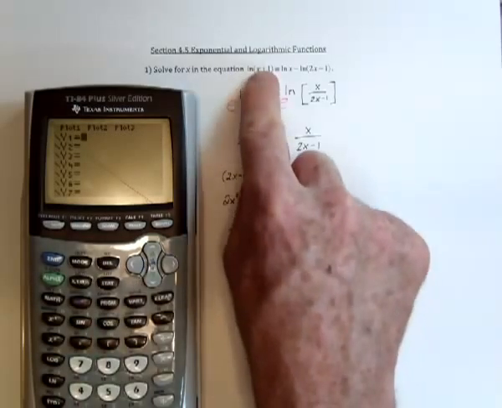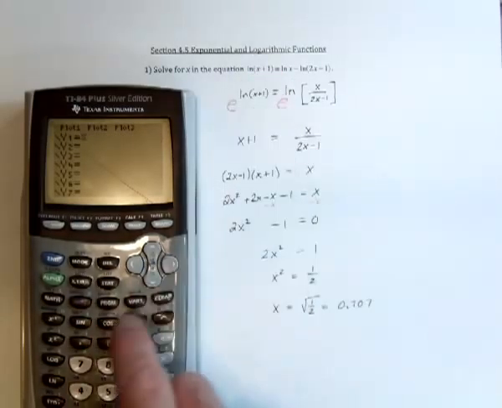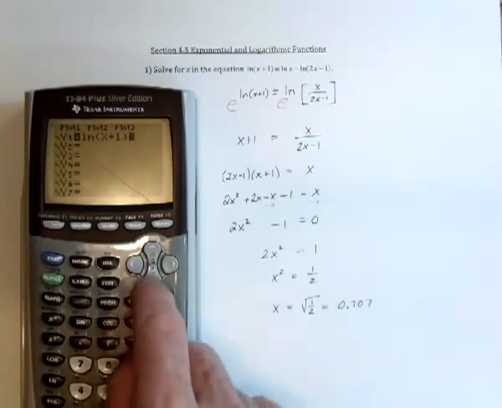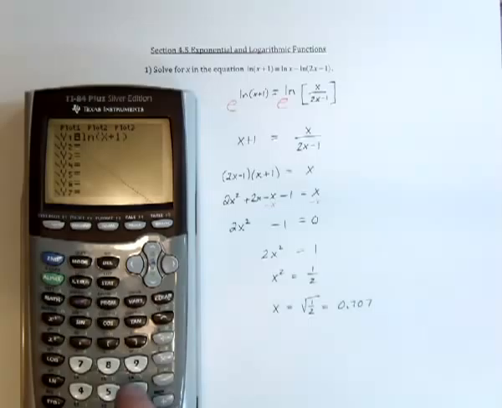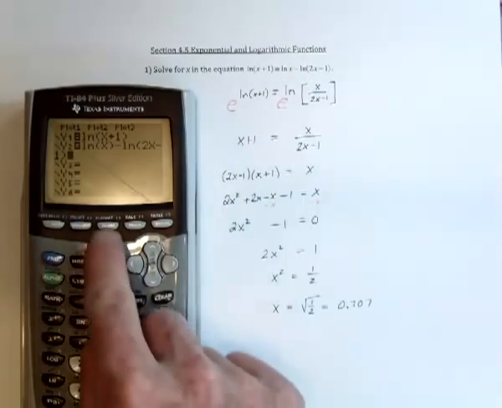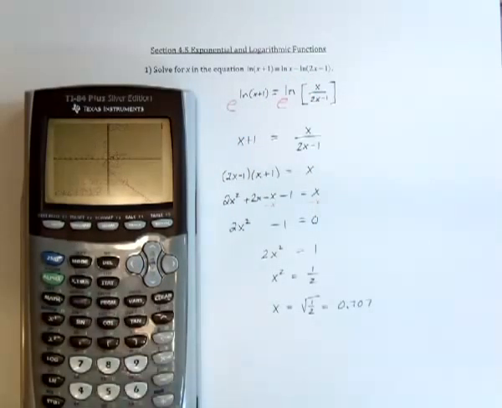So go back to the original problem, which was the natural log of x plus 1. And then when does that equal the natural log of x minus the natural log of 2x minus 1. So that's the second function. And then when are they equal? So go to zoom standard. There goes the first logarithm.